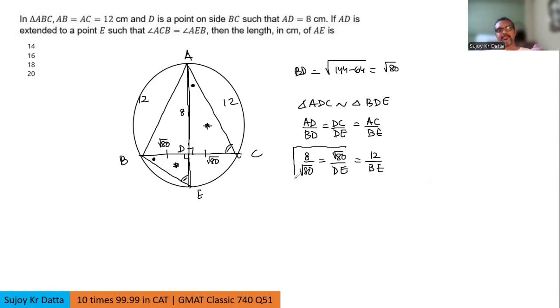So if I just use this, very easily we'll get the value of DE. So DE is root 80 times root 80, which is 80, over 8, so that's 10. Now if that is 10 and that's 8, our length AE becomes 18. And that is our answer, option C. Next, move on to the next question.